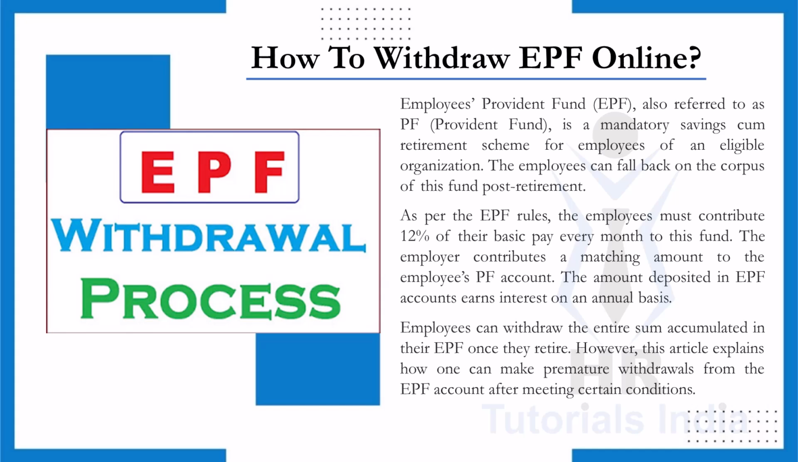As per the EPF rules, employees contribute 12% of their basic pay to their EPF. At the employer end, an equal contribution, that is 12%, will be contributed to the EPF, and this amount will be deposited in EPF accounts and also earns interest on an annual basis. Employees can withdraw the entire sum of accumulated EPF once the employee is retired. At the same time, an employee can also withdraw a partial amount of PF from their PF balance, depending upon their requirements, and the employee should meet the conditions. So let us understand what conditions need to be met to withdraw partial PF.